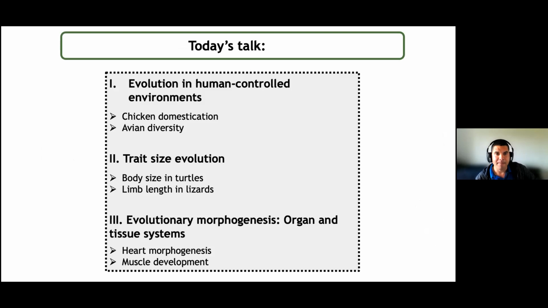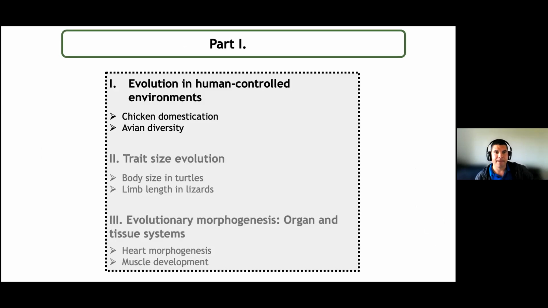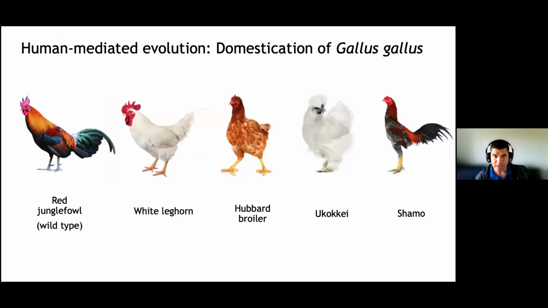And so on to the first part of the talk, evolution in human-controlled environments. So I was invited to work with colleagues at the University of Zurich on a really interesting project on the evolution of chicken under domestication. And this was a really fascinating project because we actually had the ancestral ontogeny, and we could compare it to the derived ontogenies in recently evolved domesticated lineages of the species.